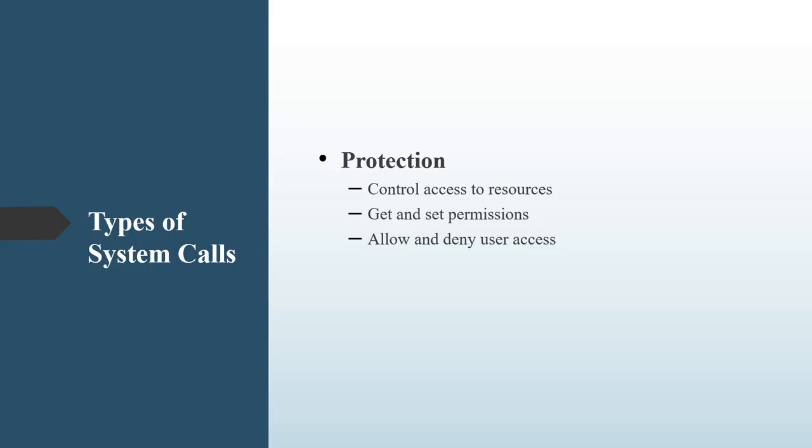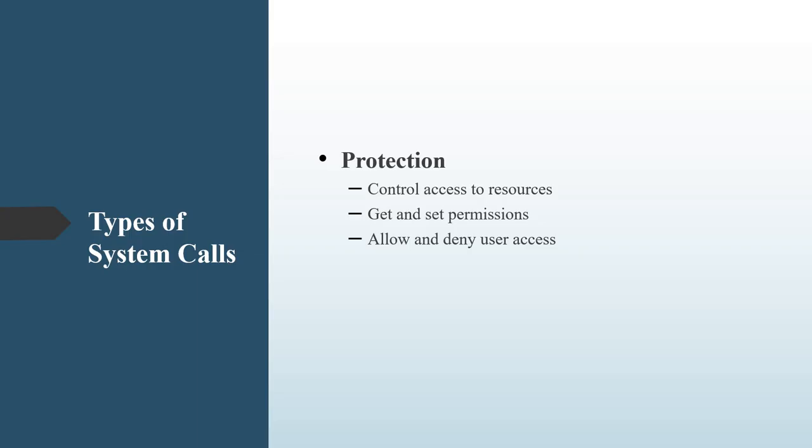And finally the protection system calls, which are about protection and access control: controlling the access, getting permission, setting permission, or allowing or denying the user access. So these are the things that come under the protection system calls.